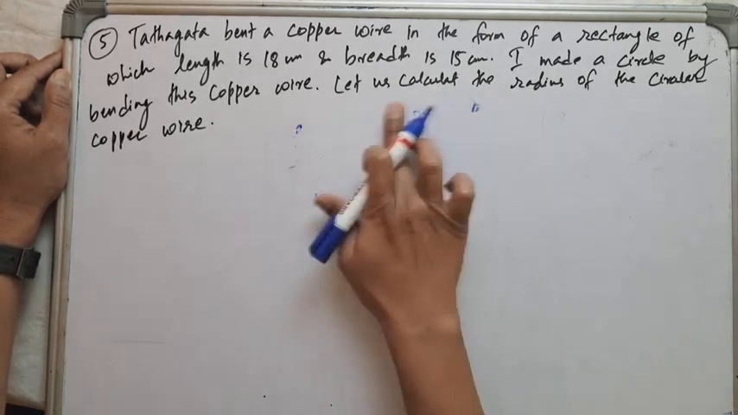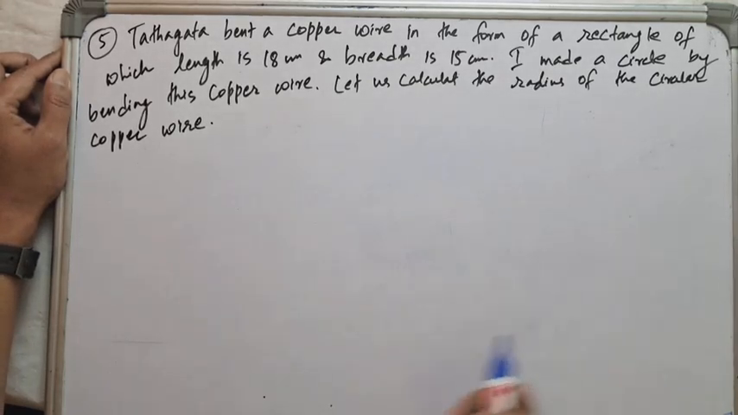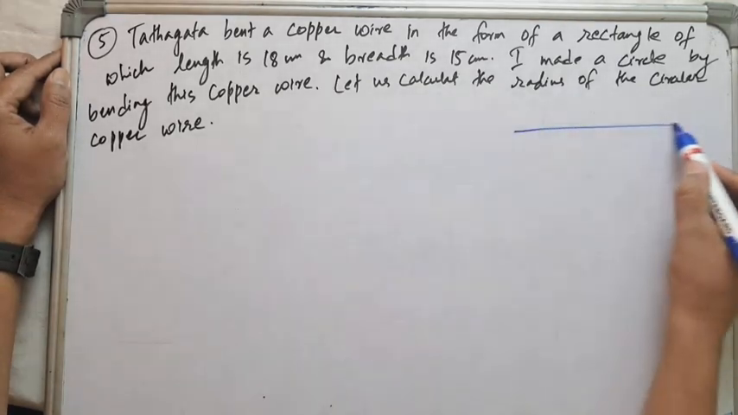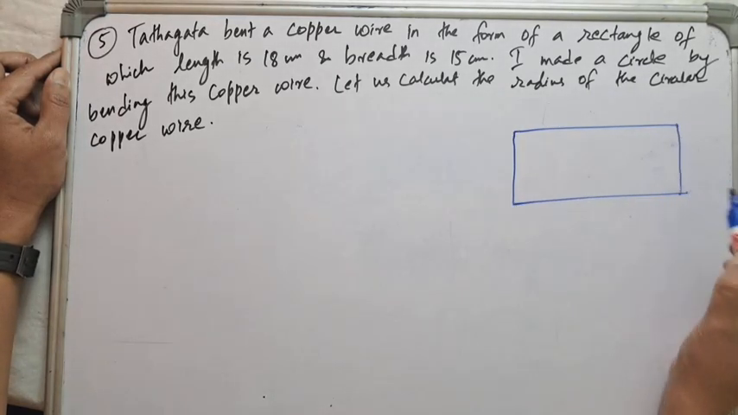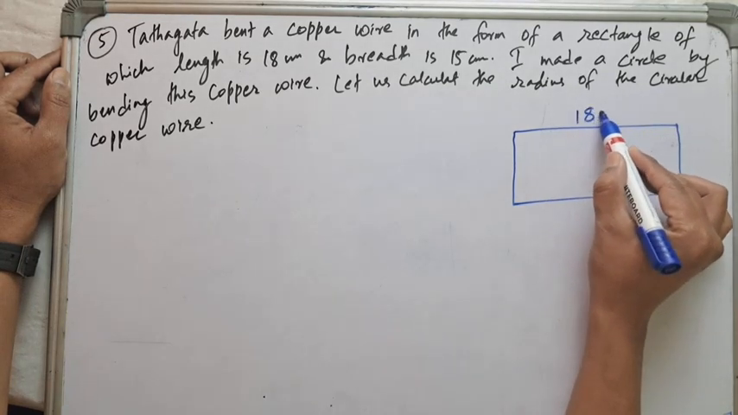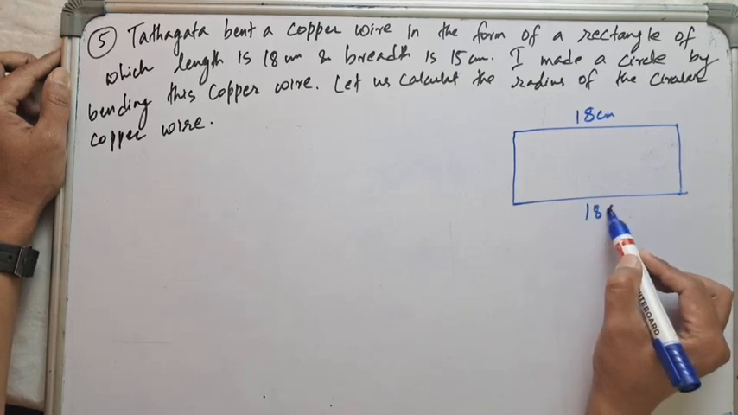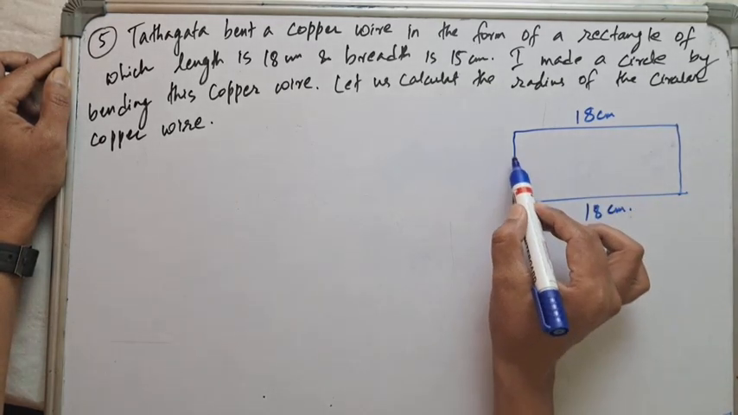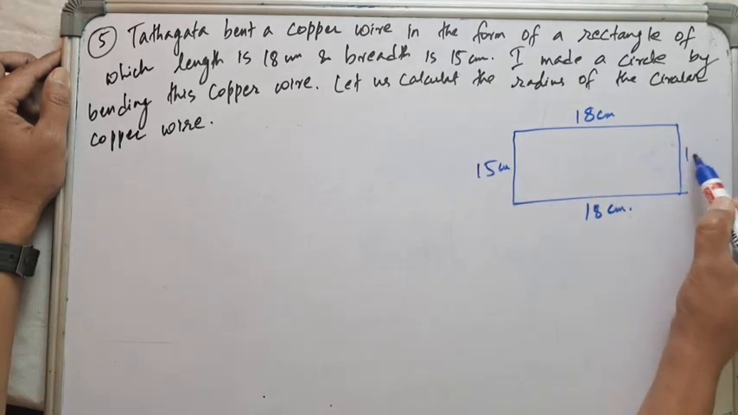Now let us understand this question. According to the question, Tathagata made a rectangle out of a copper wire. Given the length of this rectangle is 18 centimeter. If this is 18, this must be 18. Opposite sides are equal, isn't it? And the breadth of the rectangle is 15 centimeter. So this breadth is also 15.